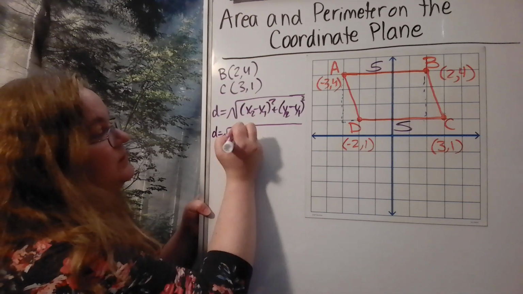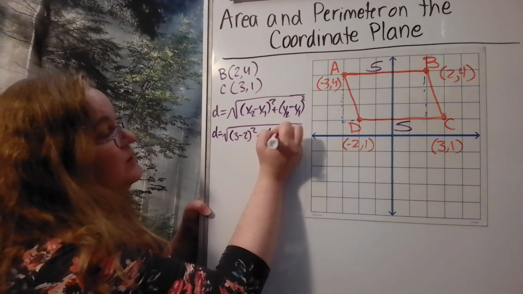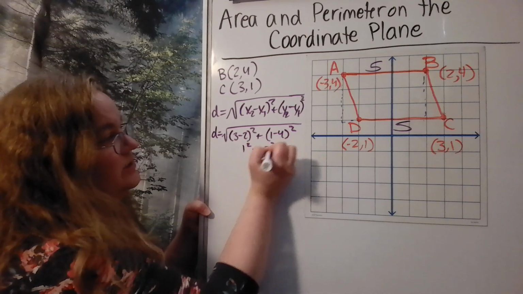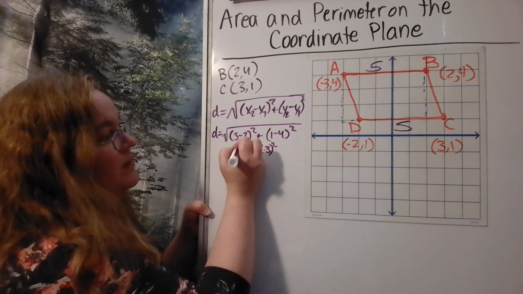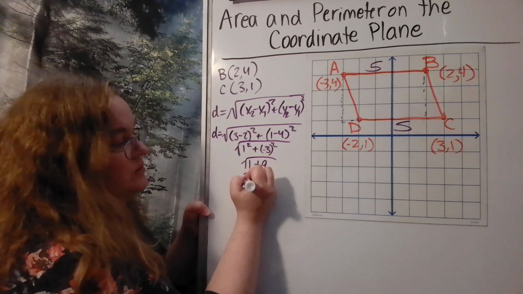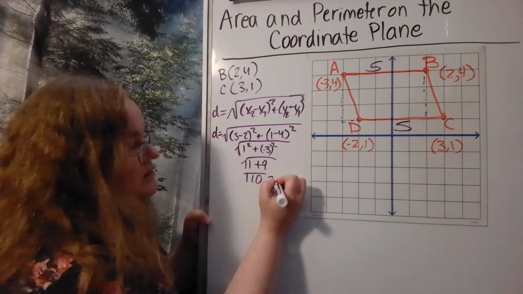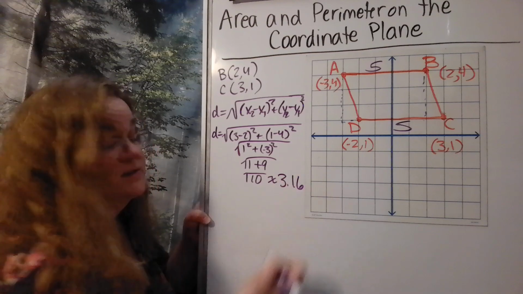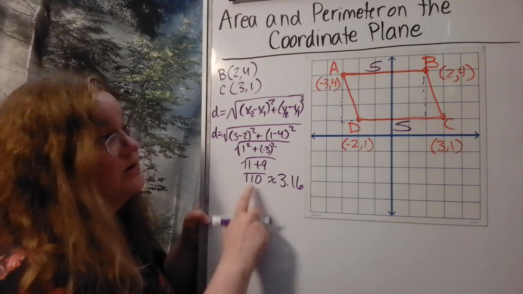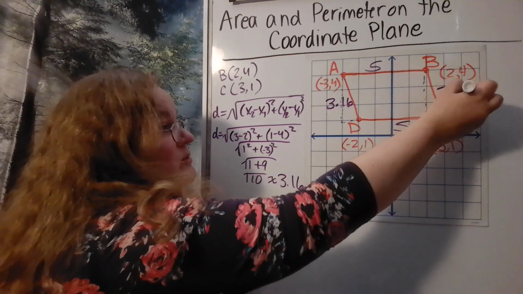All right, so if I do (3 minus 2) squared plus (1 minus 4) squared, that's going to be 1 squared plus negative 3 squared. So that's just 1 plus 9, and the square root of 1 plus 9 is the square root of 10. The square root of 10 is approximately 3.16. It's not going to be a whole number because 10 is not a perfect square. So this is about 3.16, and this is about 3.16.